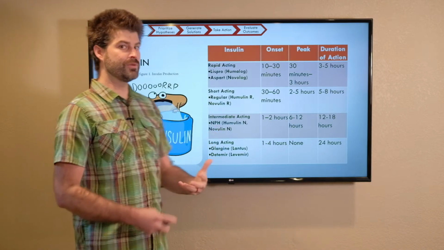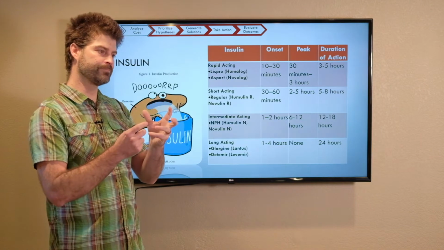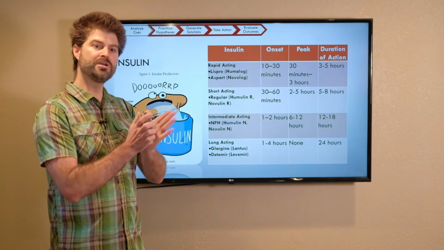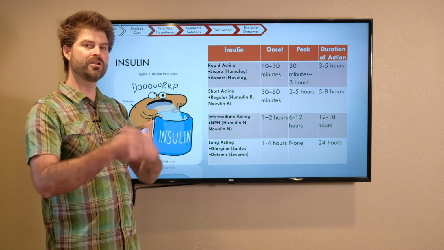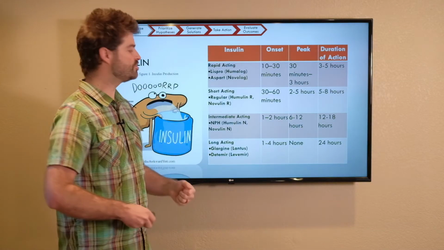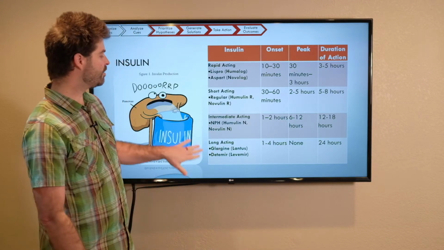And NPH is the one that always looks cloudy. So it always looks, you can't see through it. So you always have to reconstitute it because all the sediment may fall to the bottom, and we do want it to be reconstituted in that cloudy suspension before we draw it up and give it to a patient. And then our long-acting insulin.